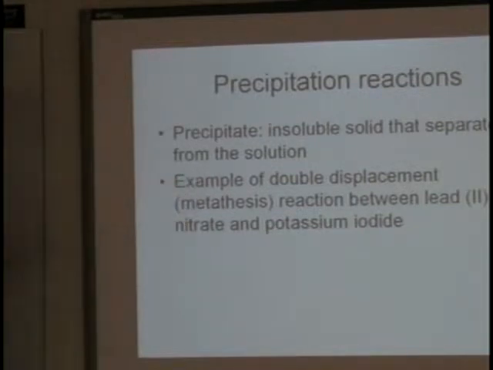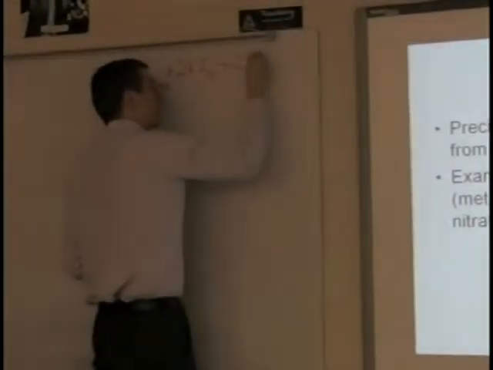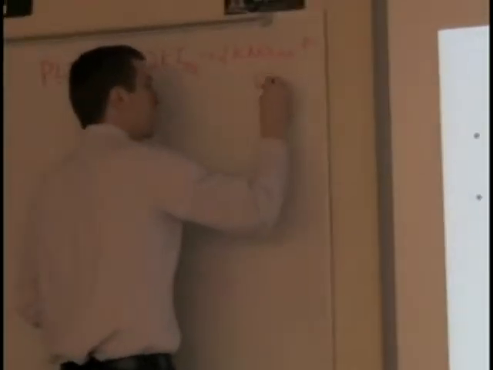An example of double displacement would be the reaction between lead-2 nitrate and potassium iodide. By the way, metathesis is another term for double displacement. So lead-2 nitrate is Pb(NO3)2. That's aqueous. Plus potassium iodide, 2 KI, I'm just balancing right away, is going to make potassium nitrate, KNO3. Sorry that I'm running out of room. My solid is the PbI2.